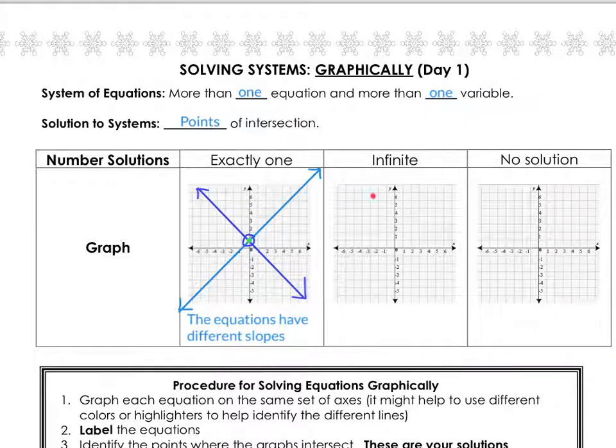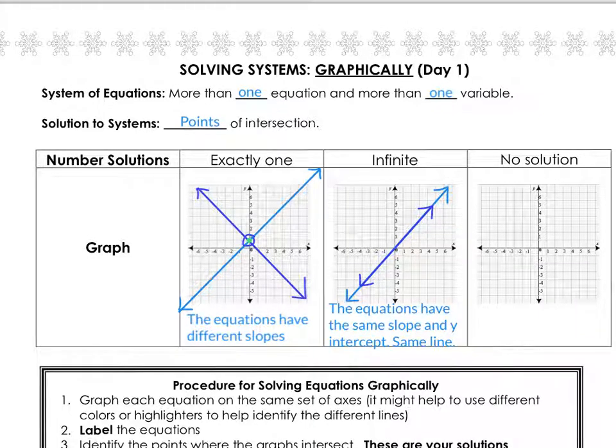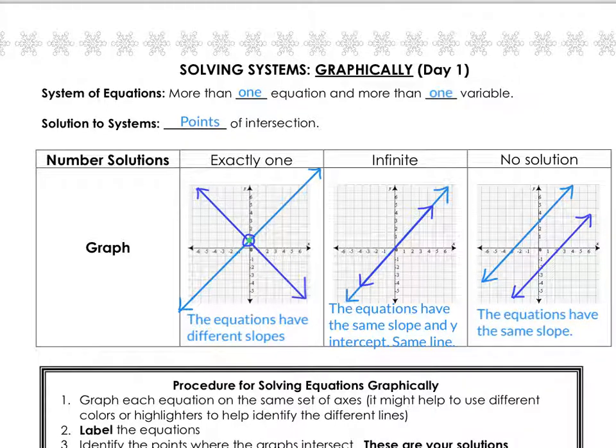Then we can have infinite solutions. That means that the two lines are right on top of each other. This happens whenever we have two equations that have the same slope and y-intercept. They're the same line. The other case is when there's no solution. That happens when we have two lines that do not intersect at all, and this happens whenever we have two lines that have the same slope. So those are our three options: one solution, infinite solutions, or no solution for lines.